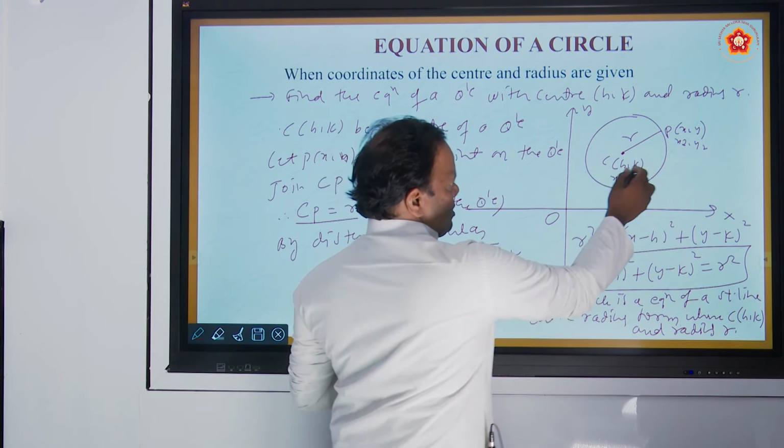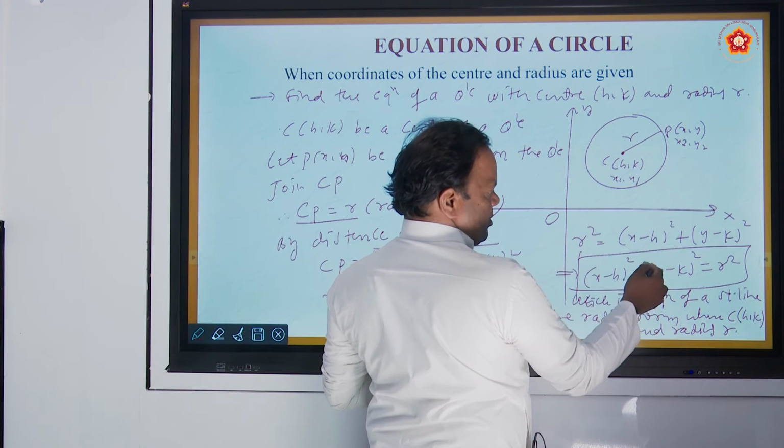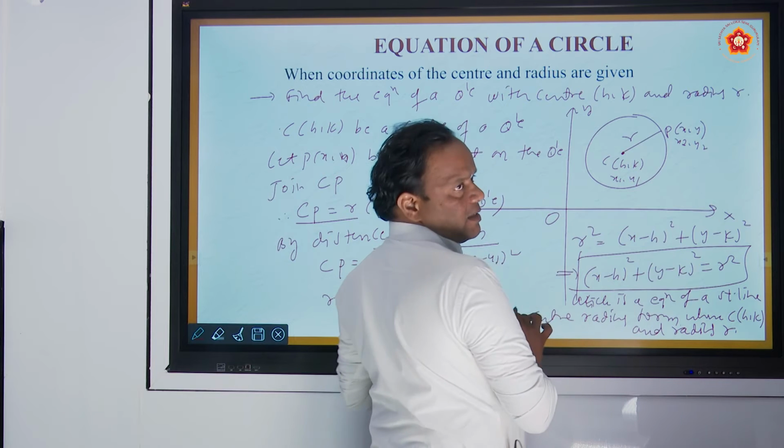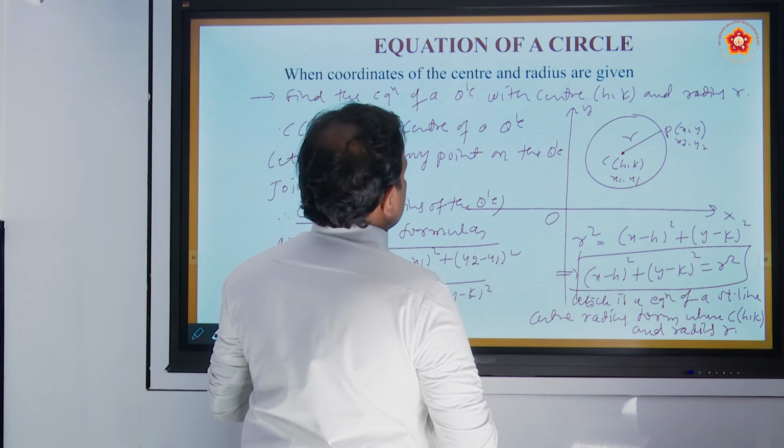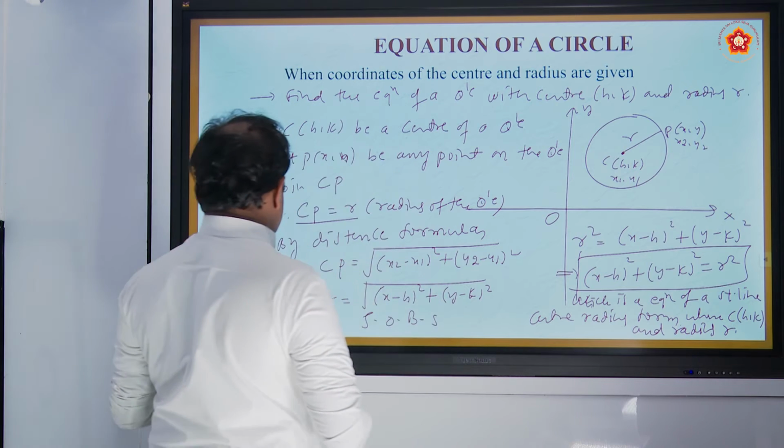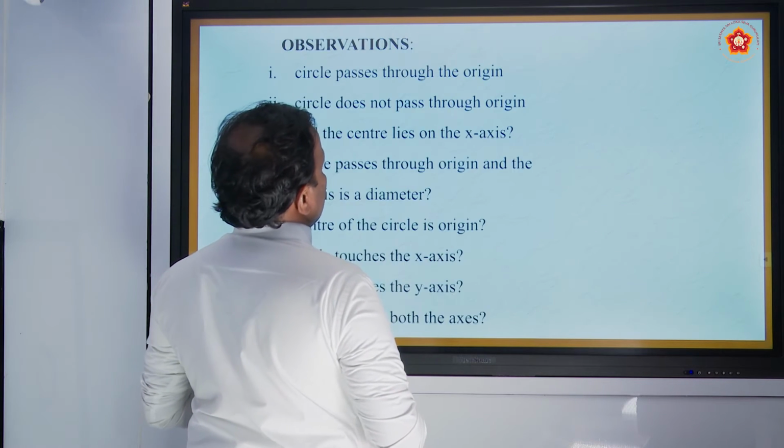Suppose we put h equal to 0 and k equal to 0. Again this becomes x square plus y square is equal to r square, the origin equation. Okay, these two are the derivation of the equation of a circle. Let us see some observations. What are the observations here?